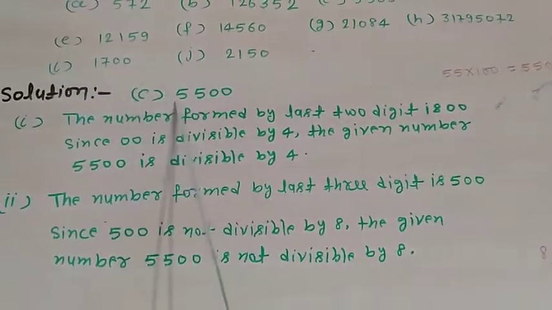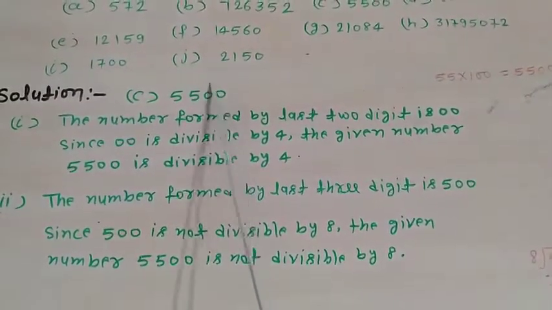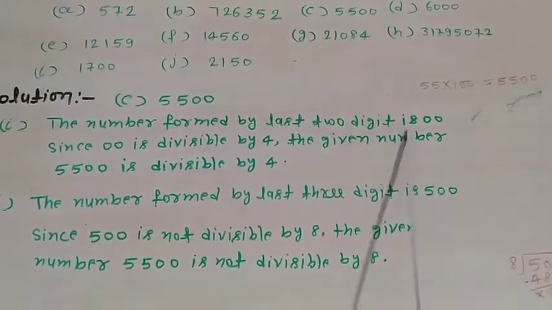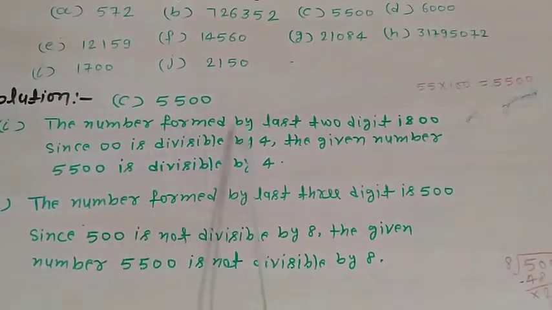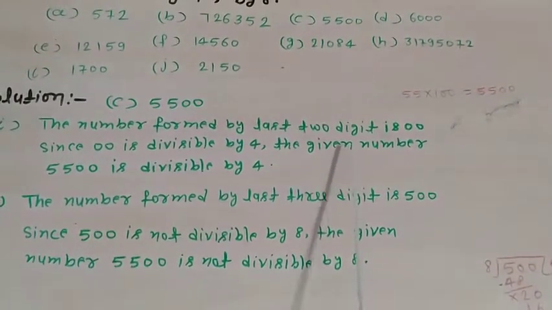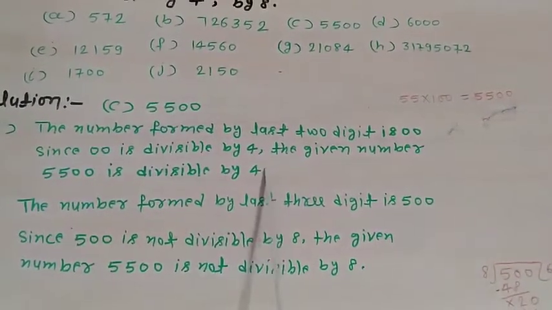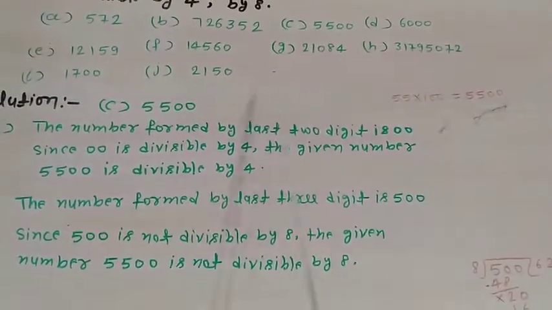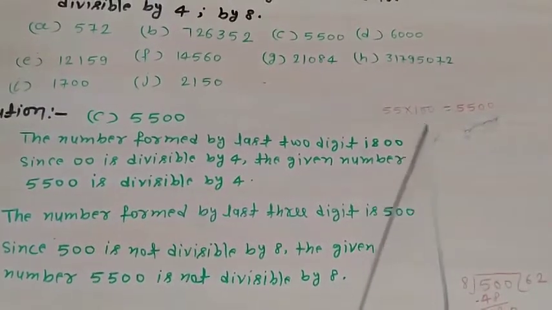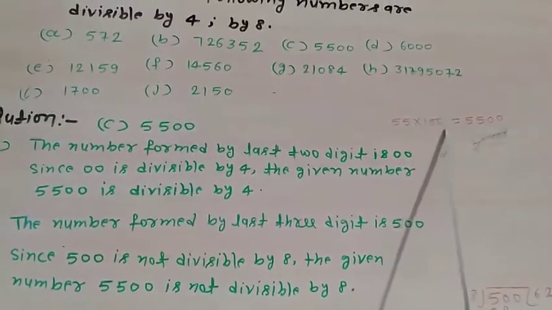Here the given number is 5,500. The last two digits are 00. The number formed by the last two digits is 00, and 00 is divisible by 4. Then the given number 5,500 is divisible by 4. Clear? Student, we can also write 5,500 like this, 55 into 100, and 100 is divisible by 4.